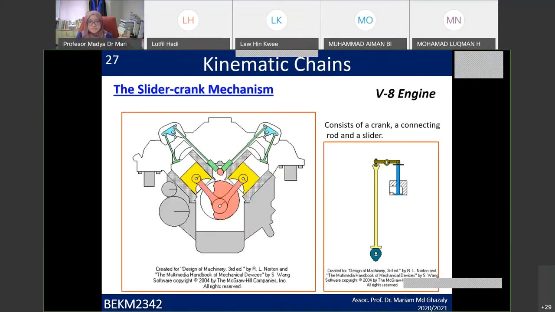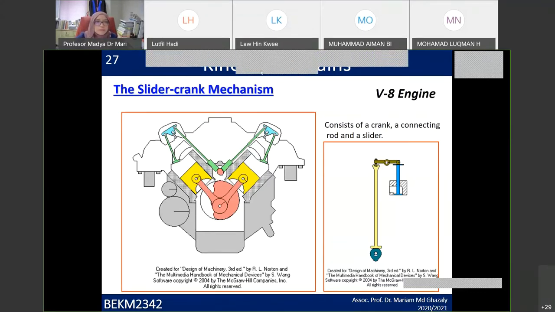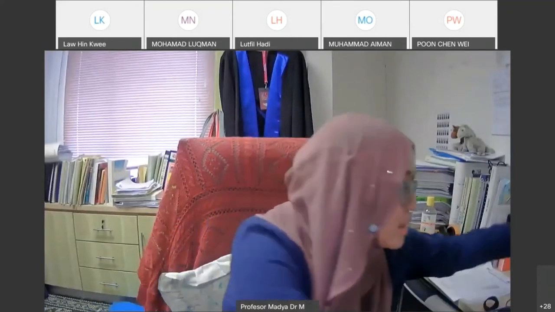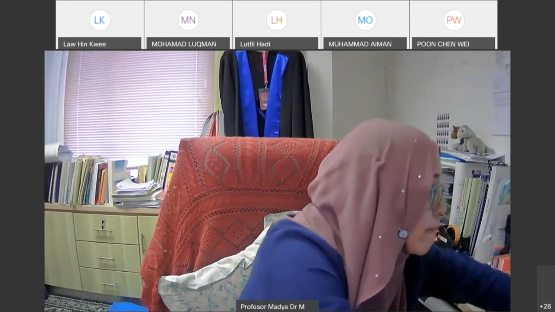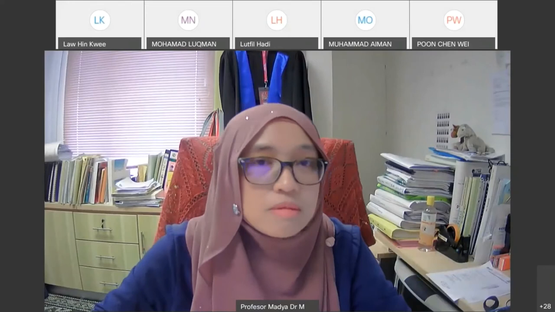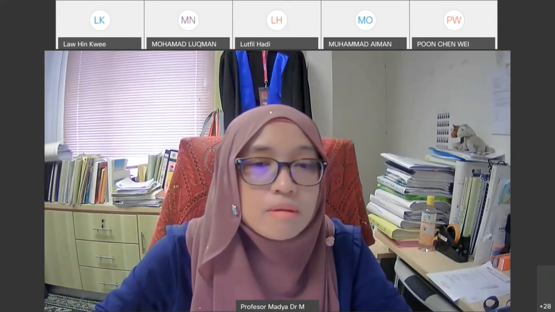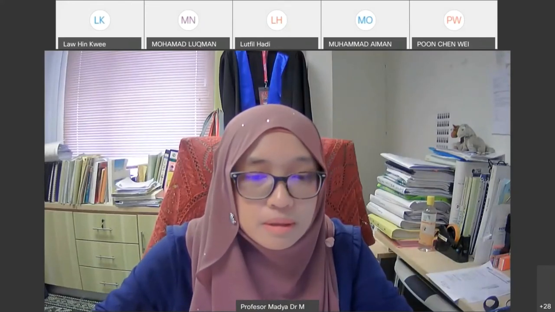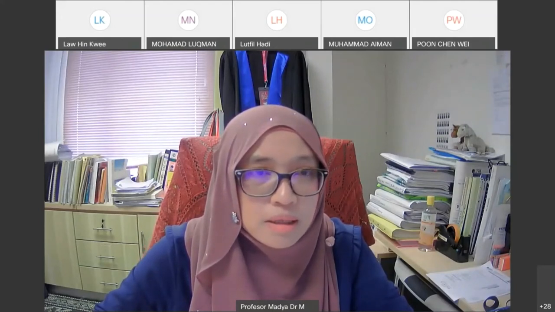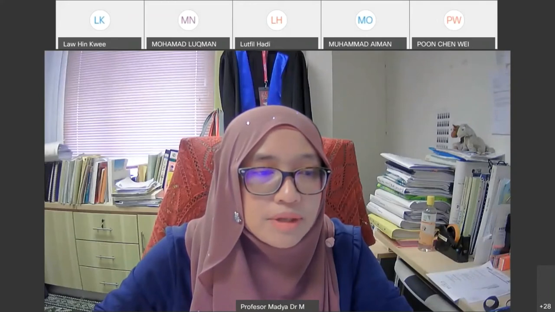So an example of this slider and crank mechanism is in an engine. I will just show one video. Okay, let's look at the video.